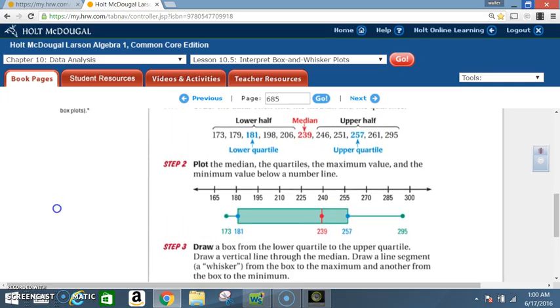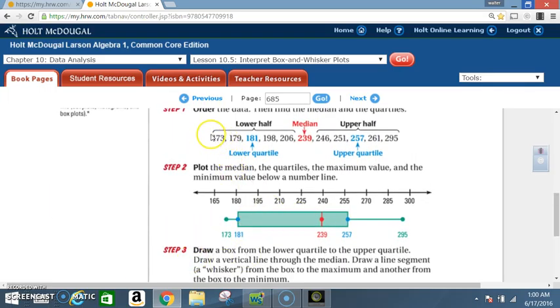To repeat once again, you put your numbers in order from least to greatest. You find the median of all the data. You find the median of the lower half. You find the median of the upper half. Then you draw a number line, and the number line should be based on your data. Here they're going by 15s, but you could have gone by 5s, by 10s, by 20, whatever is convenient for you to get all the data in.